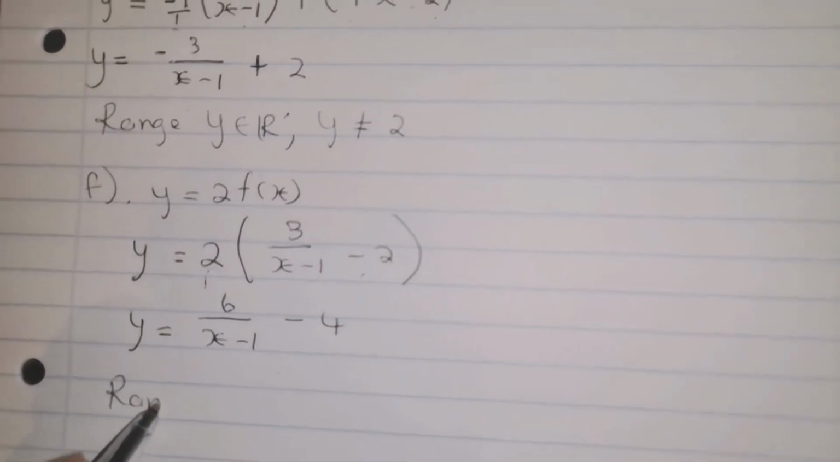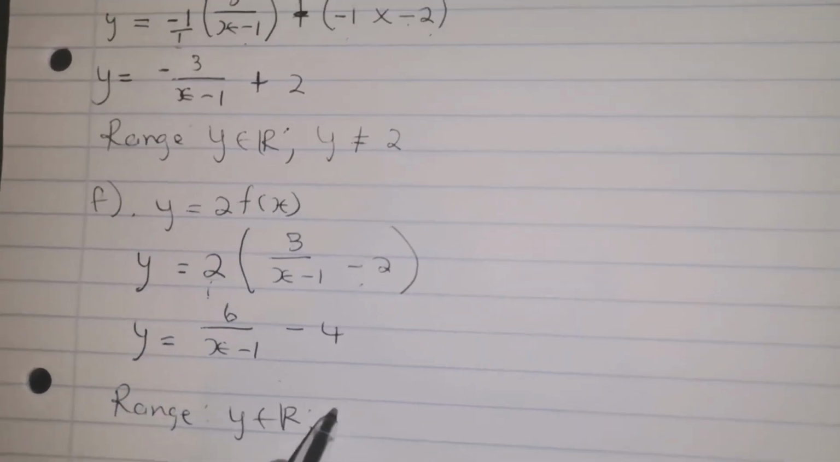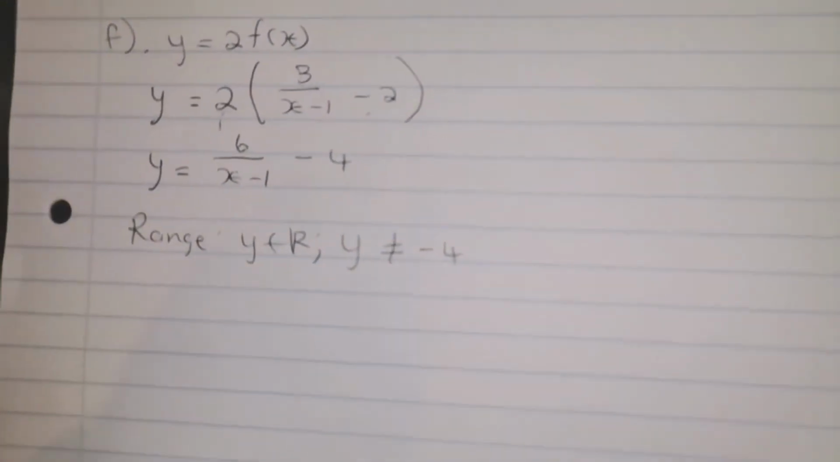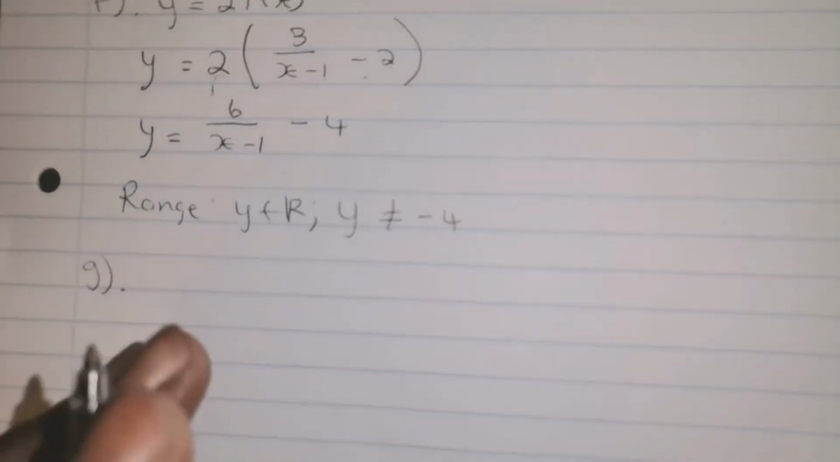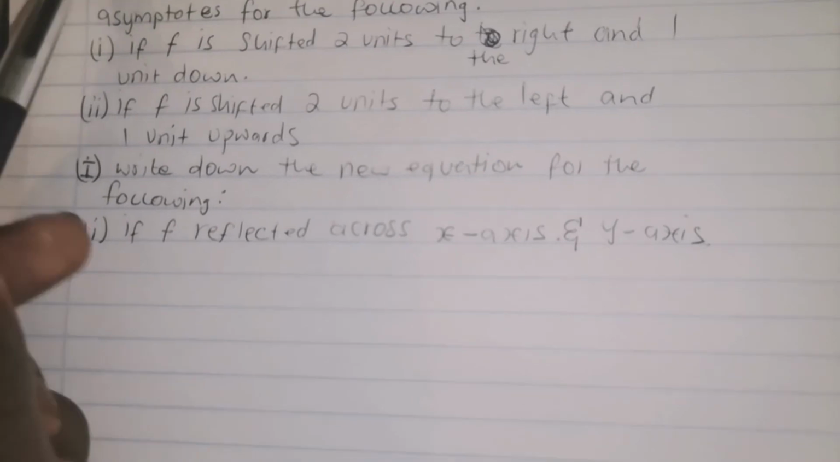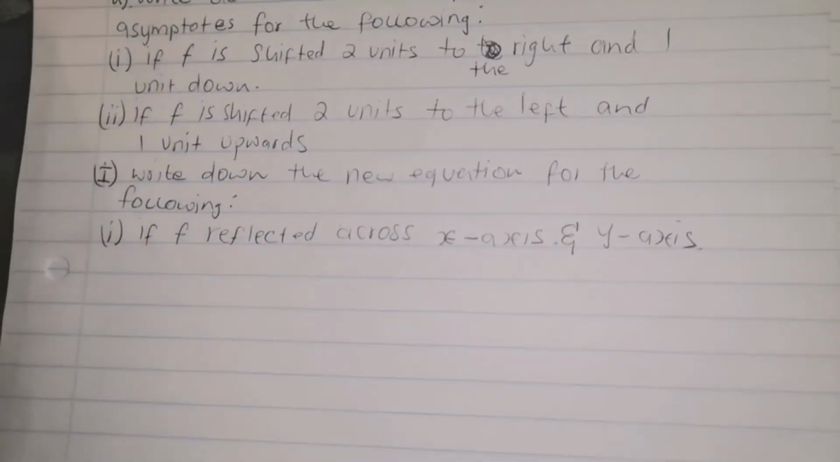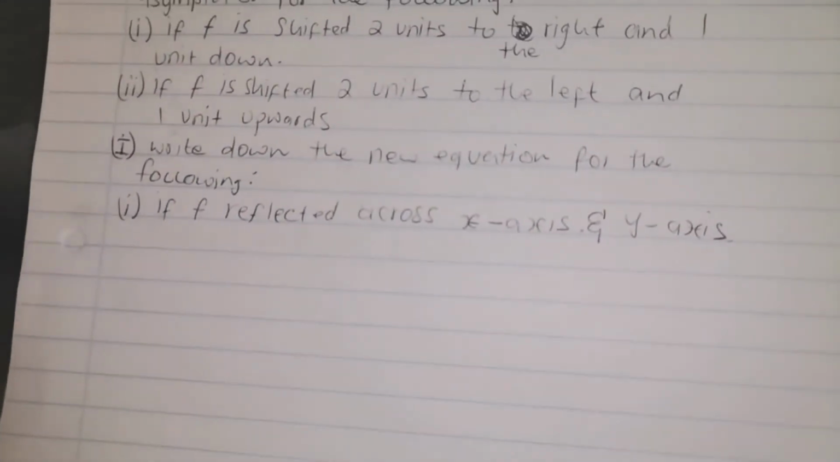The range is such that y is an element of real numbers, such that y should not be equal to minus 4. The range is for the value of q. Then you are done, guys. Then let's go to g. G is so simple. I hope you guys still understand me. So just pause the video if you don't understand, or come to the comment section and ask for clarification.